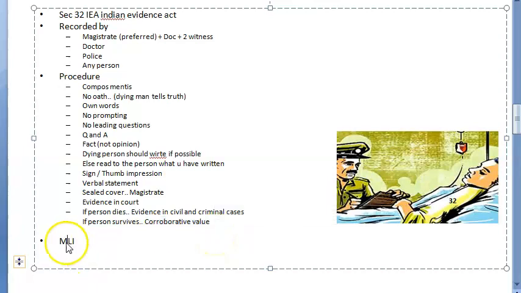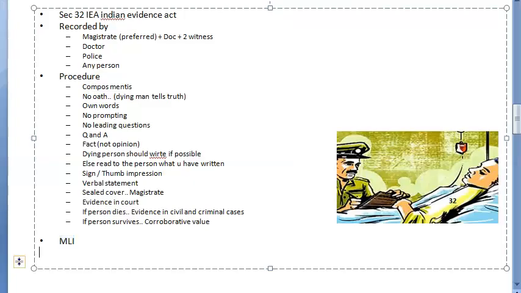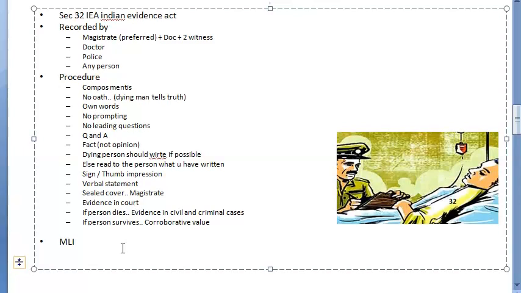So what is the medico-legal importance? A dying declaration is an important documentary evidence in cases where the victim succumbs to injuries sustained. So if the victim dies, then it is documentary evidence. Guys, pay attention here. Currently we are discussing a dying declaration, right? But there is something called a dying deposition. In a dying deposition, an oath is administered.